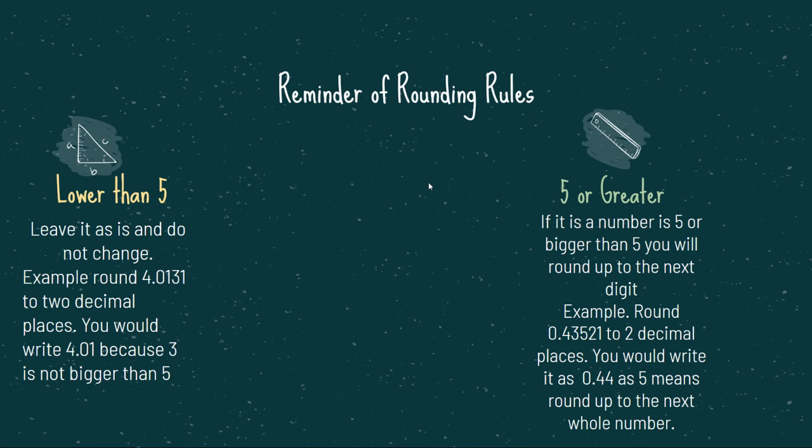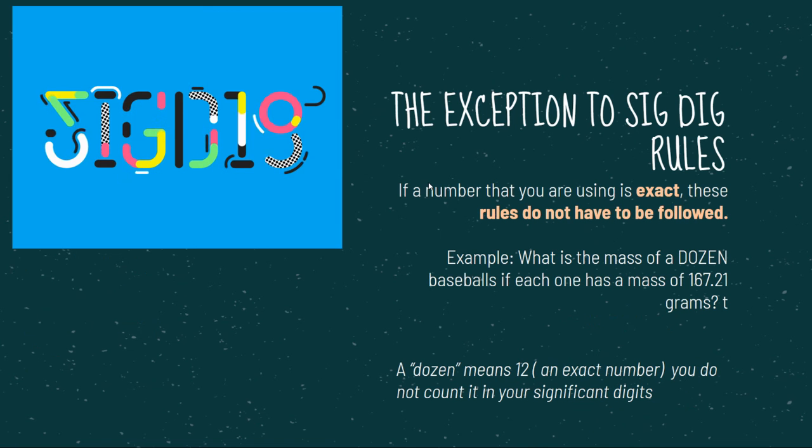All right. Those are just quick reminders of how to round because you're going to need to do that with significant digits. So the final thing about sig digs is that there's always exceptions to rules. We know this. There's one really important exception to significant digits. If I give you a number that is exact, you don't have to follow the rules of significant digits. For example, if I said the word dozen, or a couple means 2, dozen means 12.